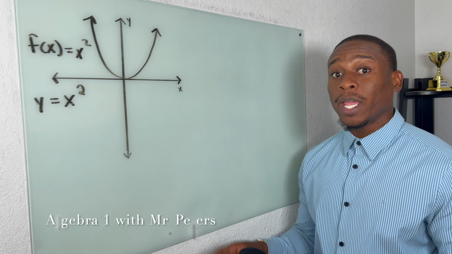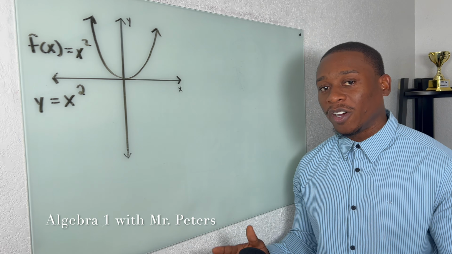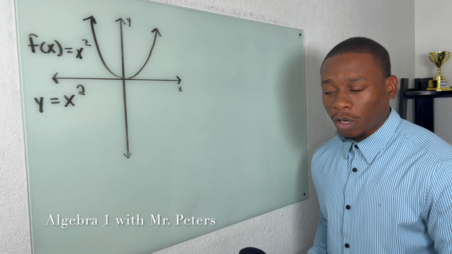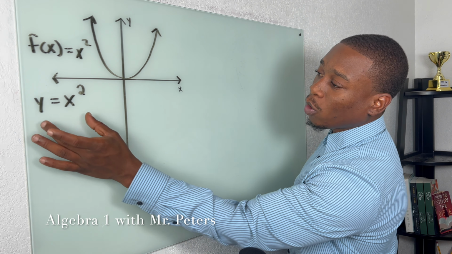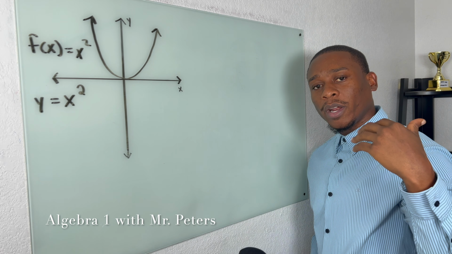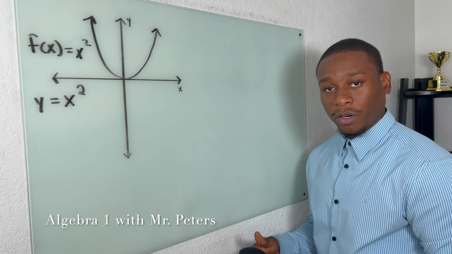What's good, everybody? In my video today, we're talking about transformation of quadratic functions. I'm going to show you everything you need to know. The first thing we need to start off is just the equations and the parent graph. When we see y is equal to x squared or f of x is equal to x squared, we're going to have a U-shaped parabola graph like the one you see here.